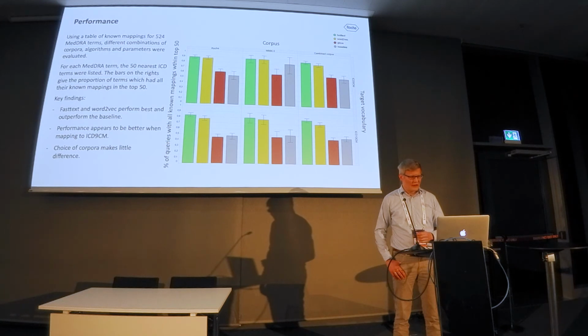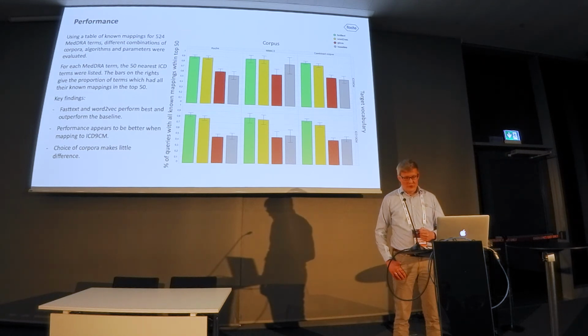I also tested the Clove algorithm, which is a bit different, and it didn't perform as well as Word2Vec or fastText. It's also interesting that performance mapping to ICD-9 seems to work better than to ICD-10. This could be because ICD-9 has been used for a longer time, especially in medical records than ICD-10. Maybe there's simply more training data available.